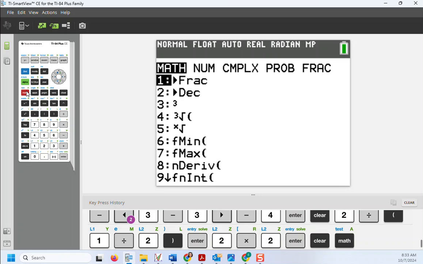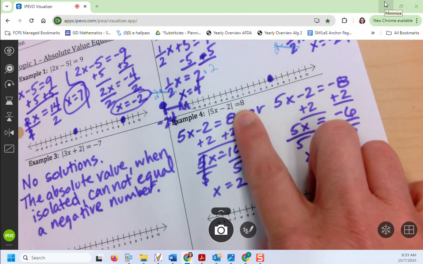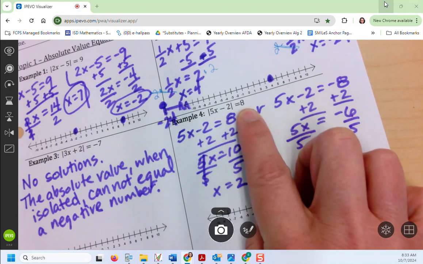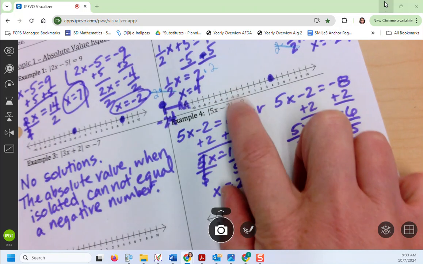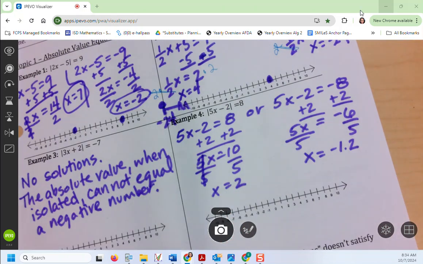Like you said, substitute 1.2 inside of the one that's positive 8. Oh, I see what you're saying. What I'm actually going to do is substitute back into the original. The original one has positive 8, but it also has an absolute value on it. So I need to go back and find that absolute value now. Okay? So here's what I'm going to do. I'm going to go back to that.